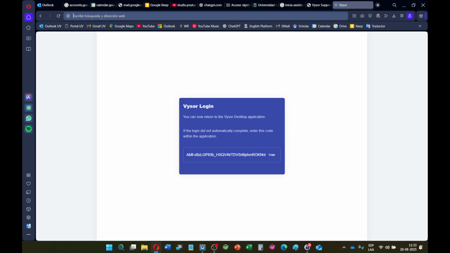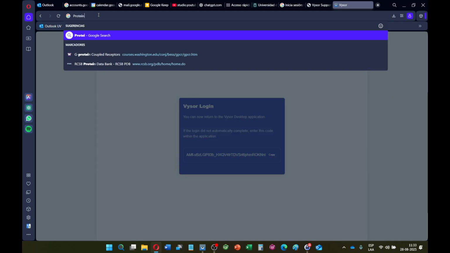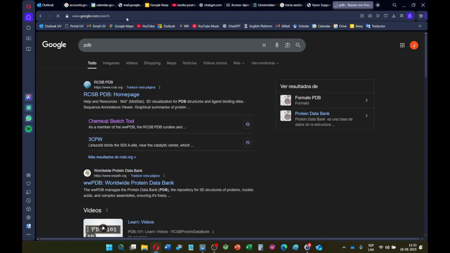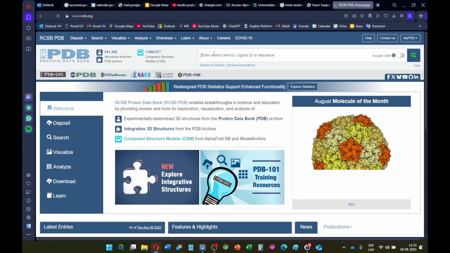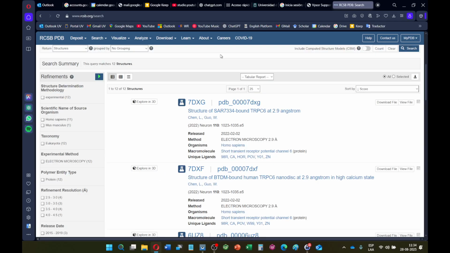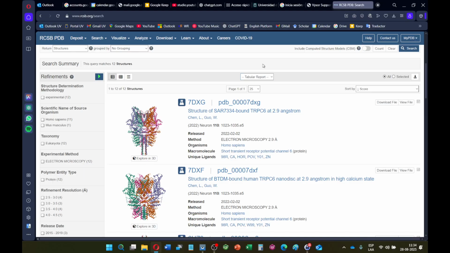Where can you get the structure of a protein? From a web page called Protein Data Bank. You write on Google Protein Data Bank or PDB, exactly the same. We go here to the PDB and look for some protein of interest, for example, the TRP6 channel that we are working with. So here we can see the structure, and one has to download some channel from the many proteins that have been crystallized.